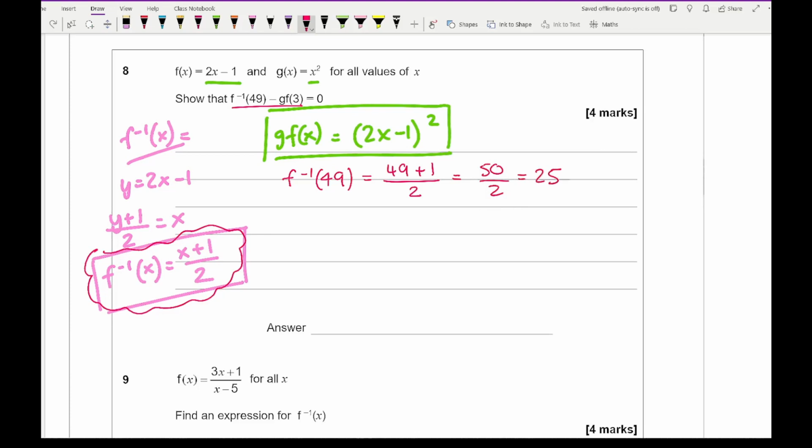Then if I work out gf of 3, this is where I'm substituting 3 into this. Now this is where not expanding the brackets comes in handy. So 2 times 3 is 6, take away 1, squared. 6 take away 1 is 5, 5 squared is 25. And as you can see, then 25 take away 25 is 0.